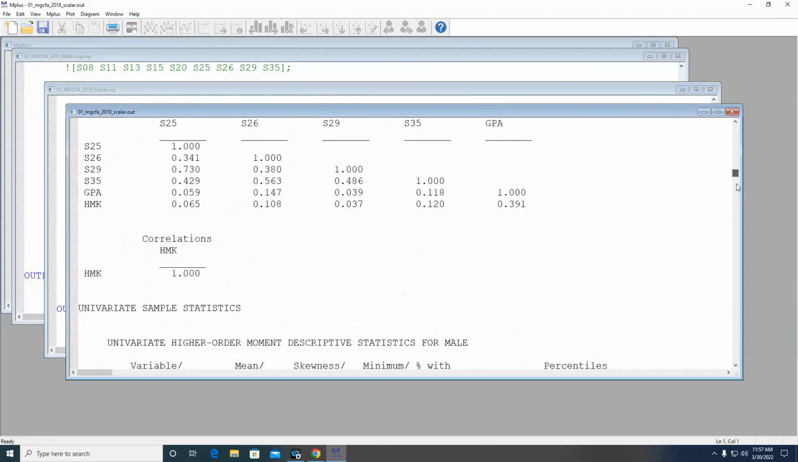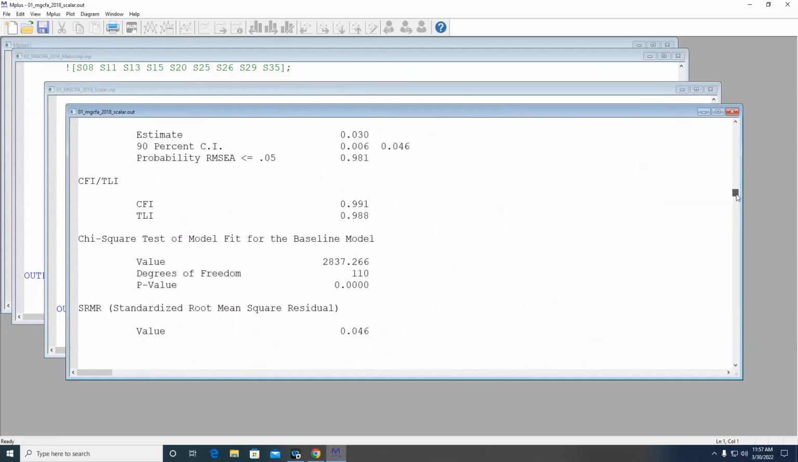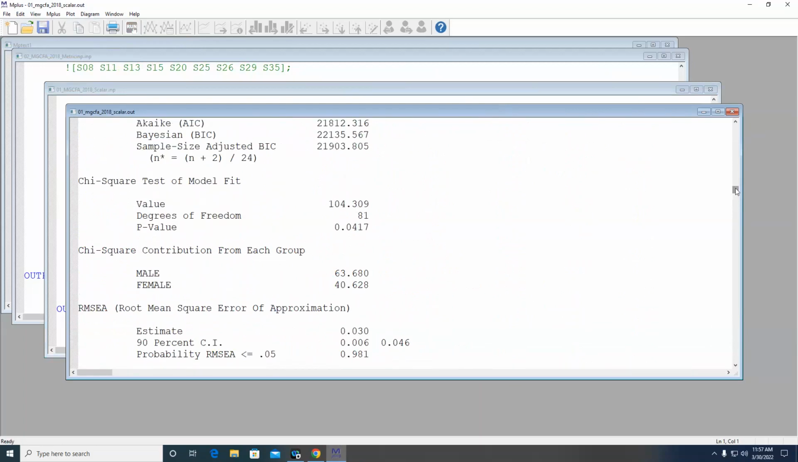Well, this is so exciting. Here we go. 81 degrees of freedom. And the chi-square is 104.39. Now, at 115 or 3 minus, what did I just say? So we get, right, a chi-square difference of 11.12, 1 degree of freedom.